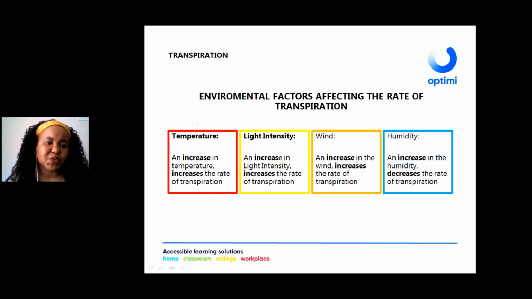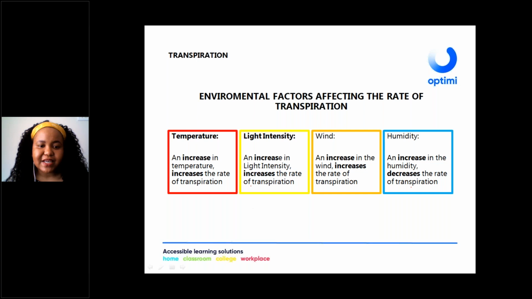So when the temperature is warm, there is a need for the plant to cool itself down, and as it cools itself down, there will be evaporation, and water vapor will be released. This means the warmer the atmosphere, the more water vapor will be taken out, and the higher the rate of transpiration. An increase in temperature increases the rate of transpiration. Okay, let's go to light intensity.